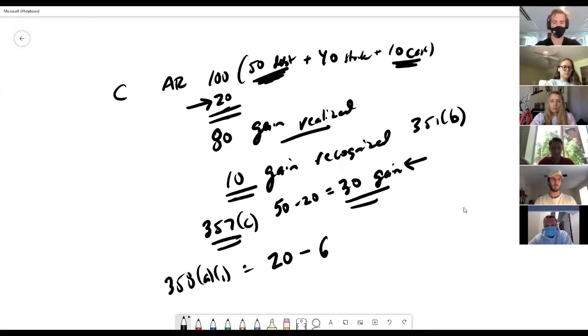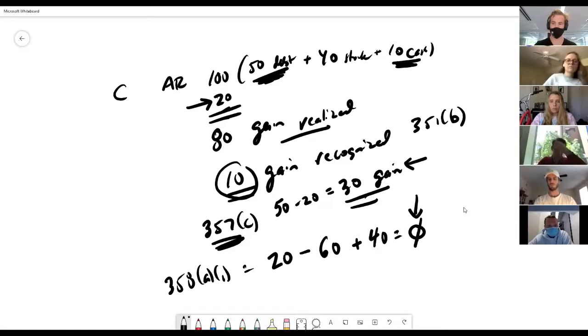So it would be minus 60 plus gain recognized. Well, if you only had 10 of gain recognized, you'd still have a negative basis, and so you know you did something wrong. But we have 40 of gain recognized, and so it's 0. Whenever a 357(c) applies and results in gain, by definition, your stock basis is going to be 0, because the whole purpose of 357(c) is to avoid negative basis. So C has 40 of gain recognized and a 0 basis in the stock going forward.